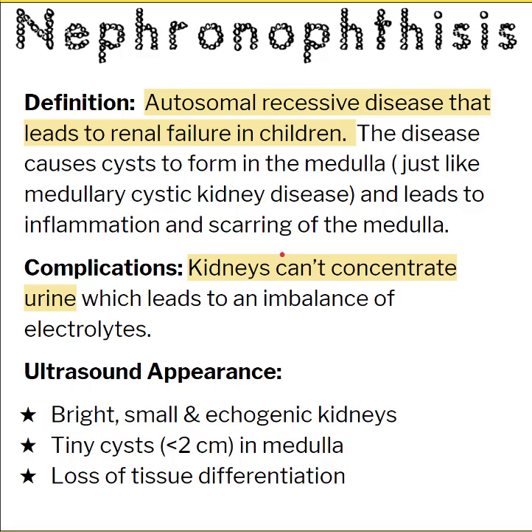So again, tiny little cysts appear in the medulla. It causes the tubules to inflame and scar, and therefore they no longer work. So again, the kidneys cannot concentrate urine, which leads to an imbalance of electrolytes. Ultrasound-wise then, again, we're going to see bright, small, and echogenic kidneys with tiny cysts at the medulla with loss of tissue differentiation. These are just going to be seen in children instead of adults.